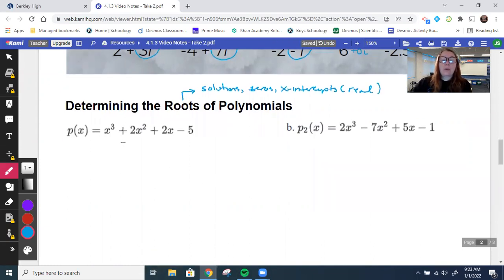So if I want to figure out the roots of this, first of all, I look at it and I'm like, well, I definitely can't factor it. So what we did before, if I want to know what are all the things that multiply out to be this, I want to know what all the factors are.